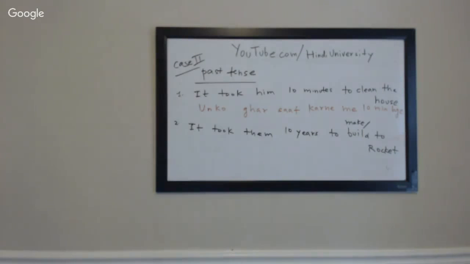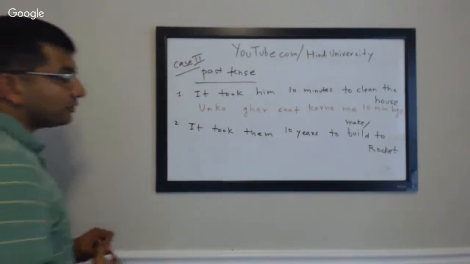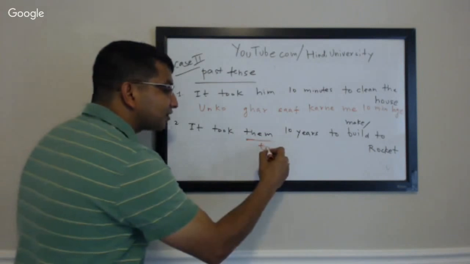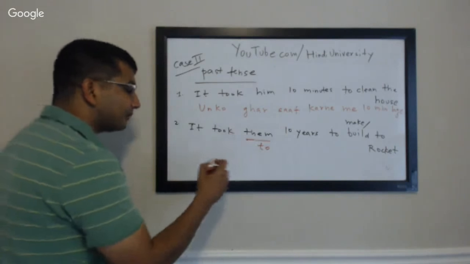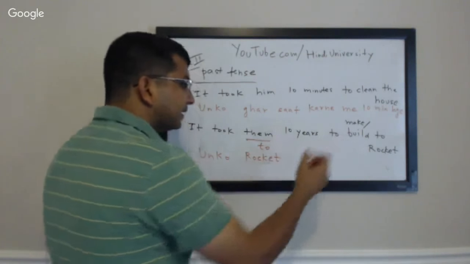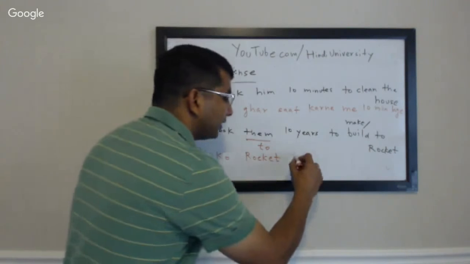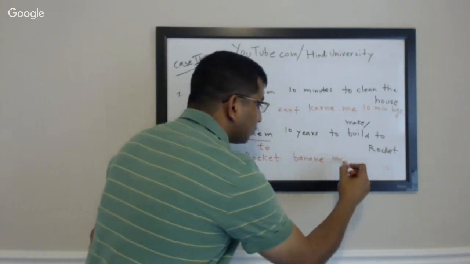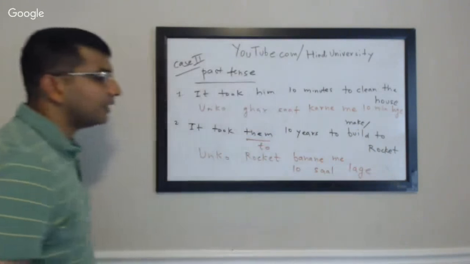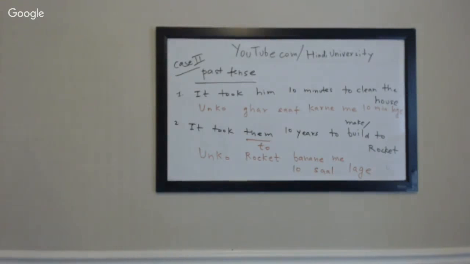Now the next one. I think most of you already responded to the first one. I want to see the second one. As Riya ji mentioned, unko rocket banane mein 10 saal lage. That's what I'm going to write. So it took them 10 years to build the rocket. Even though you don't see the preposition to in the English sentence, it basically means to them. So it'll be unko, and then to build the rocket. Think of it as to build or to make. So it'll be rocket banane mein. Unko rocket banane mein. And then 10 saal. And because it's plural, it'll be lage. Unko rocket banane mein 10 saal lage. And the majority of you responded correctly, Riya ji as well as Anya ji.